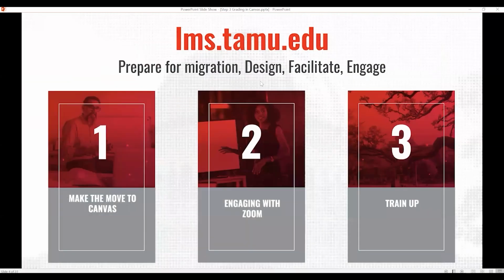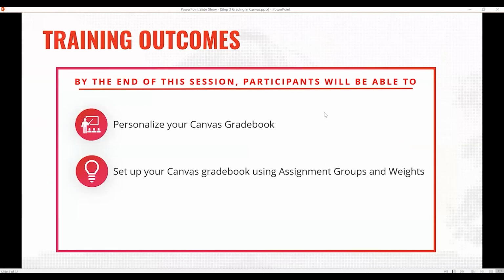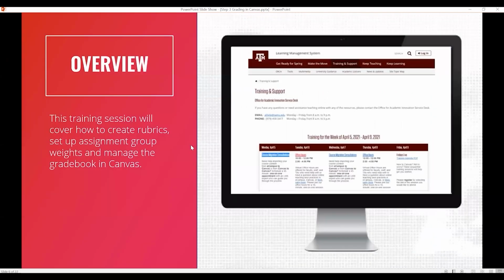Let's go back to the PowerPoint. By the end of this training, you should be able to personalize your Canvas gradebook and set up your Canvas gradebook using assignment groups and weights. This is something that we can talk about in step 2, and we're going to talk about it now in this training. So a bit of overview. Again, we're going to cover a little bit on assignment group weights and how you can manage the gradebook in Canvas.